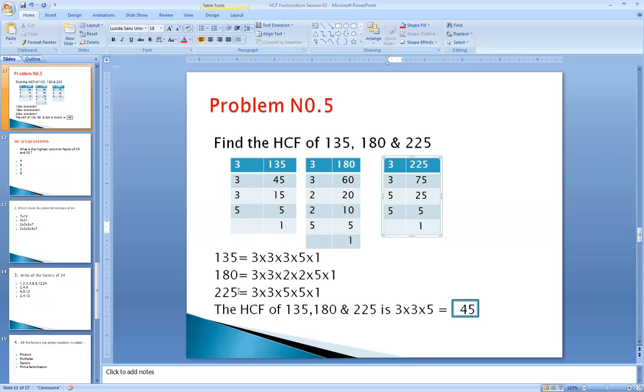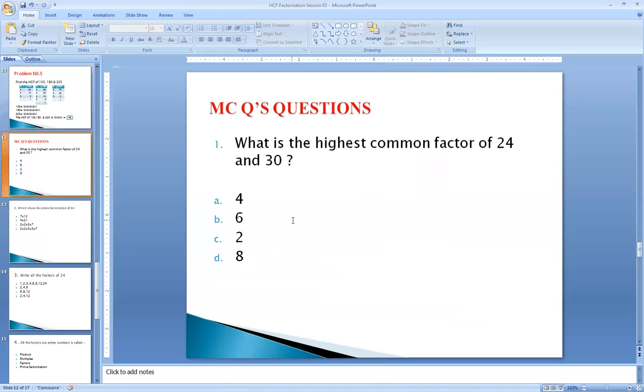Now we should see the maximum number of times it is repeated in all the three cases, which means 3 squared. You can see 3 squared in all the three cases. Then for 5 it is only one time, so we should take only one time. So 3 into 3 into 5 is 45. The HCF of these three numbers is 45 according to the factorization method. So you people have to answer that.